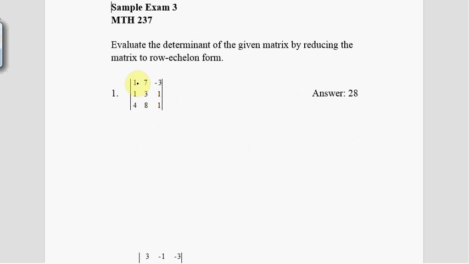So what I'm going to do is use that 1 to get a 0 where this 1 is, and use this leading 1 up top to get a 0 where the 4 is. If we can reduce the matrix to a triangular form, then you can just multiply the entries along the main diagonal and get your determinant.